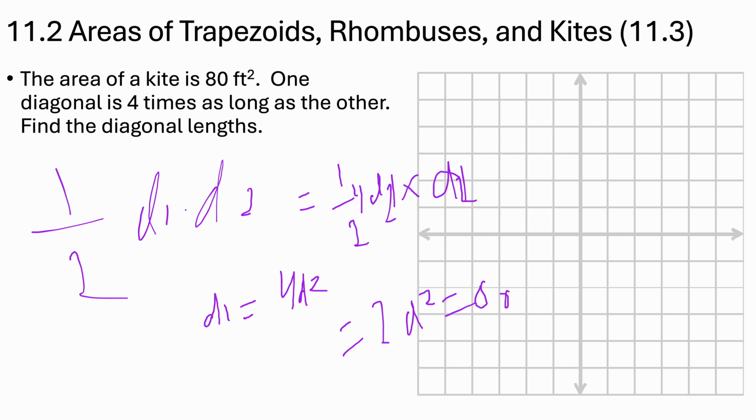So d2 square would be how much? 40. And if d2 square is 40, then d2 would be 2 root 10 and d1 would be 8 root 10. Okay, when you solve this, d2 will come as 2 root 10 and then you can calculate what is d1.